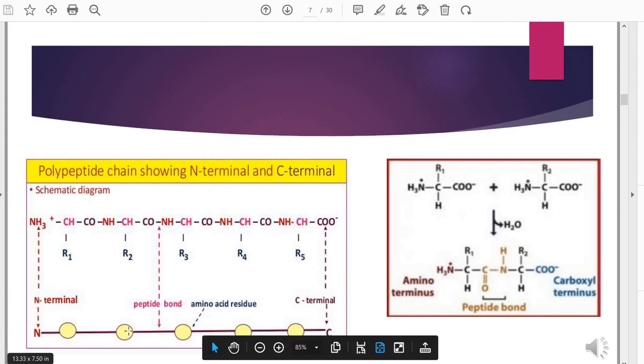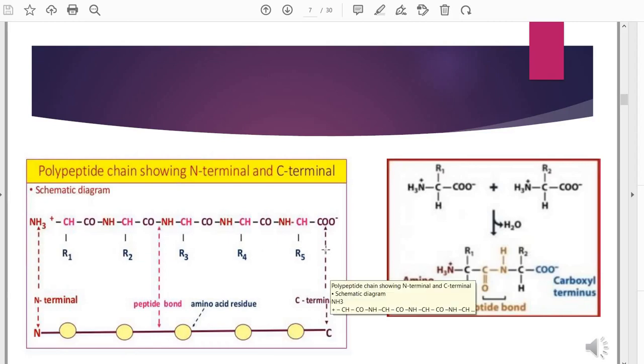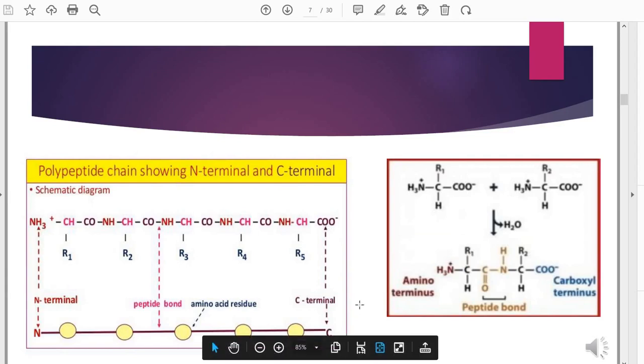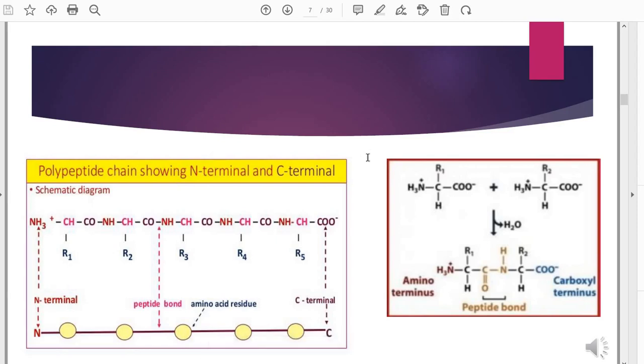This is the linear polypeptide chain connected by peptide bonds between the successive amino acids, and these are the moieties or amino acid residues. At the end it will have an N terminal free amino group on the left and a C terminal free on the right. This is the linear polypeptide chain, which is the primary structure of the protein. This is the first level.